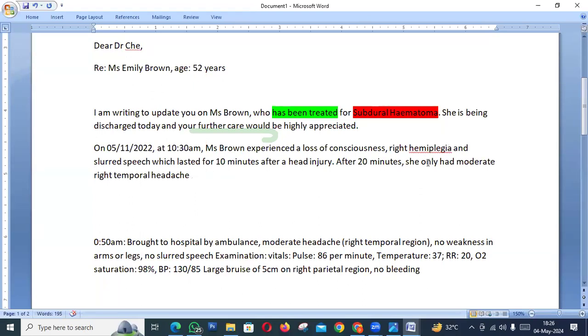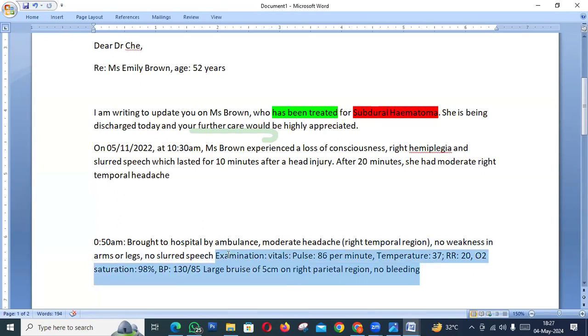She had moderate. Excuse me, sir, can we just write like that? She had moderate temporal headache with the evidence of 5 centimeter bruise at temporal region. That is a good idea. But what I want to do is keep the examination, this bruise, in a separate sentence. I will show you. I want to mention other symptoms here. Okay.